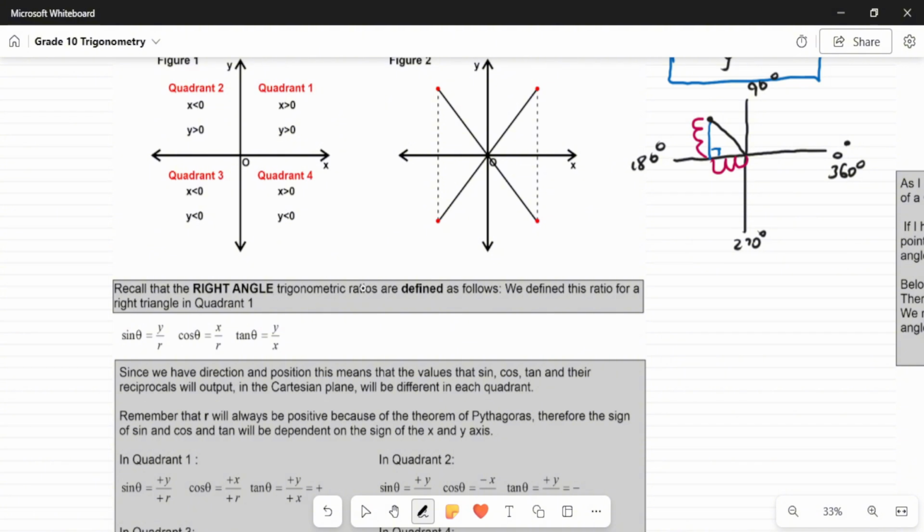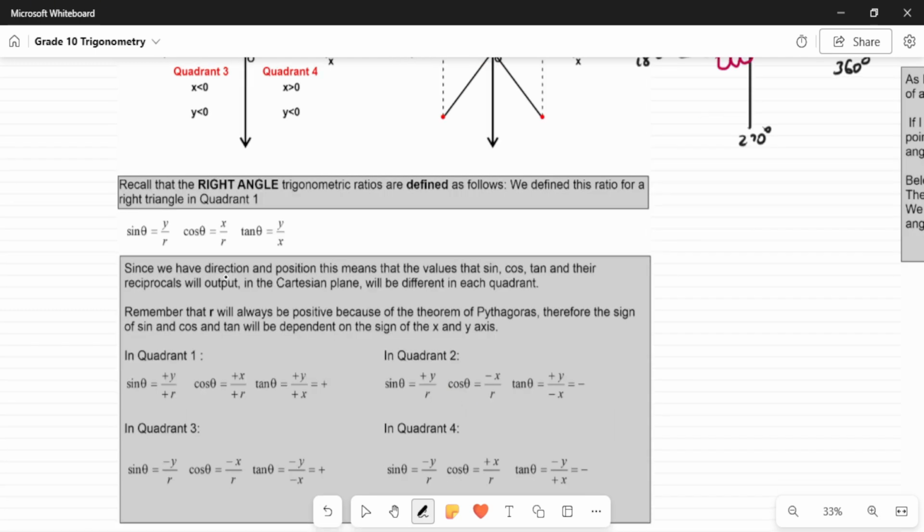Recall that the right angle triangle trigonometric ratios are defined as follows. We define this ratio for a right angle triangle in quadrant 1. Sin theta is equal to y over r, cos theta is equal to x over r, tan theta is equal to y over x. Since we have direction and position, this means that the values that sine, cos, and tan and their reciprocals will output in the Cartesian plane will be different in each quadrant.